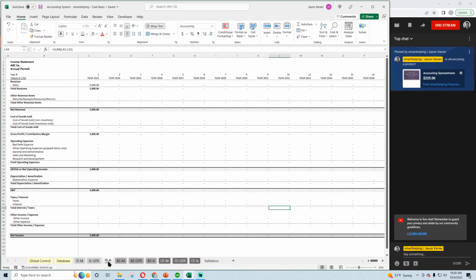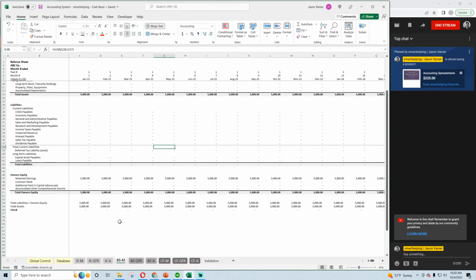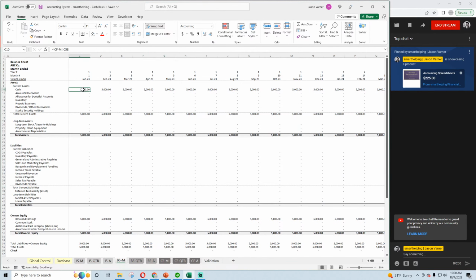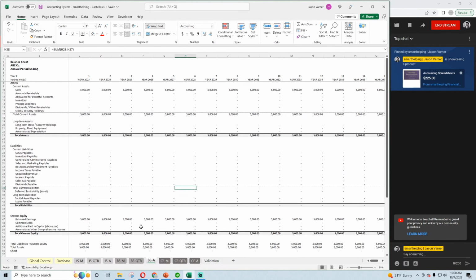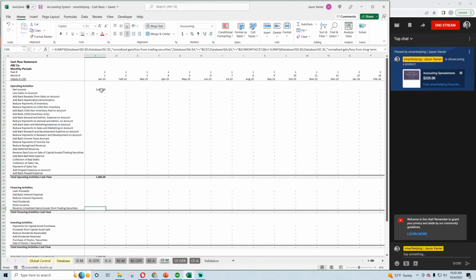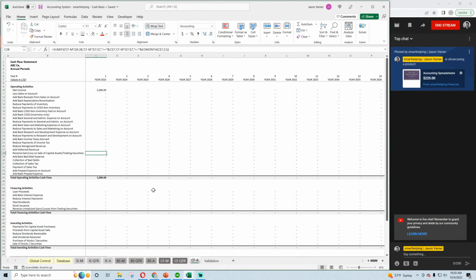Look at the quarterly, make sure that is matching up. Annual balance sheet, we basically just got cash, so there's that. Retained earnings, looking good. Cash flow statement, we just have net income of 5,000. All good.